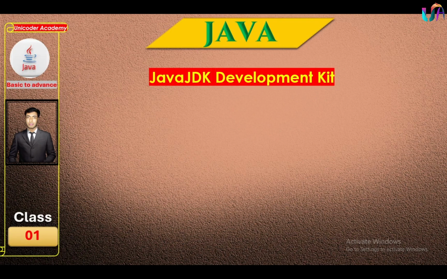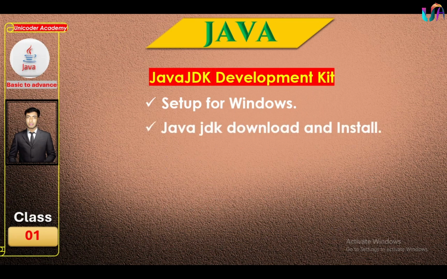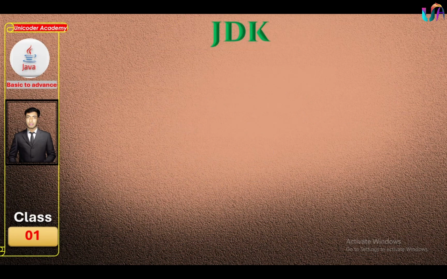Java programming, class number 1. In this class, I am going to show you the Java Development Kit, JDK. JDK is very important when you execute your Java code. Now let's see. First, I will show you the setup for Windows. After that, you will see the Java JDK download and install. After that, why do we need JDK? Actually, what is JDK? Now we are going to show its details.